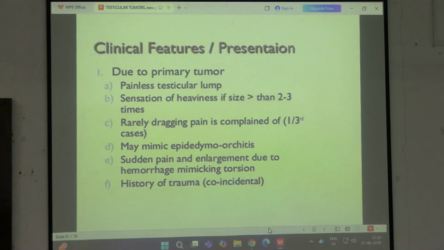Clinical features: it can be a painless testicular lump, or it can present with a sensation of heaviness in the testis. There can be dragging pain. Sometimes due to pain it can mimic what? Inflammation, orchitis. And large tumors can also undergo torsion, which can mimic a torsion.